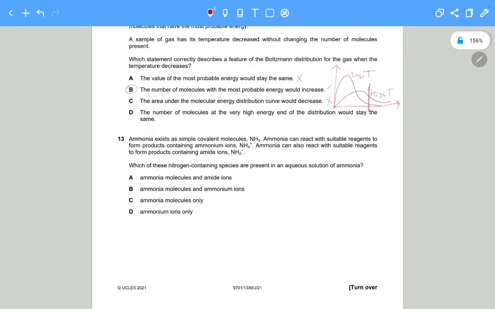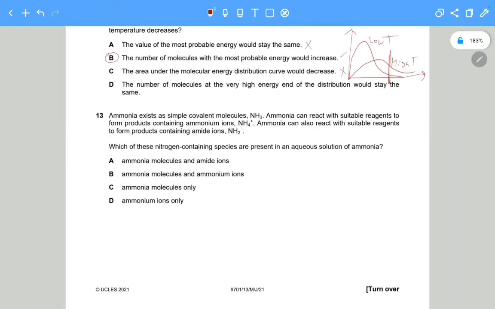Question 13. Ammonia exists as simple covalent molecules, NH3. Ammonia can react with suitable reagents to form products containing ammonium ions. Ammonia can also react with suitable reagents to form products containing amide ions, NH2 negative. Which of these nitrogen containing species are present in an aqueous solution of ammonia? So let's write an equation of what happens when we add ammonia to water. So remember, ammonia is more basic than water. Ammonia has a pH of 10, water has pH 7.